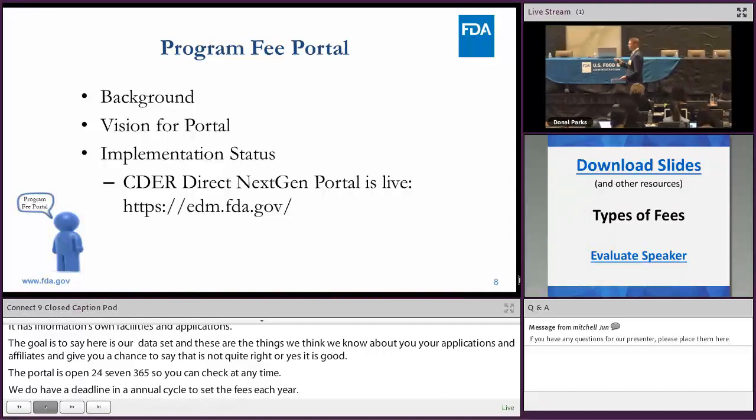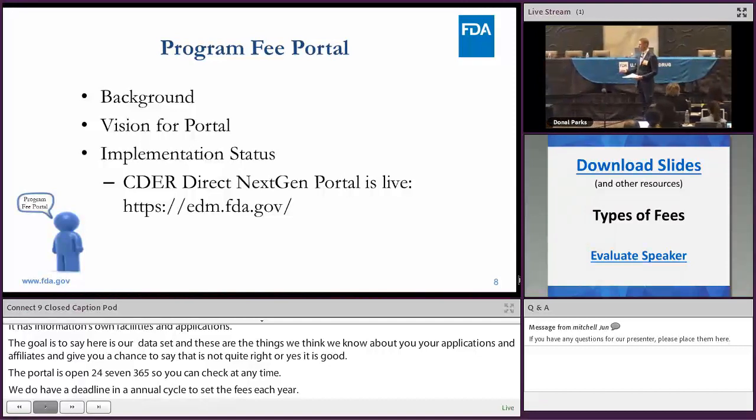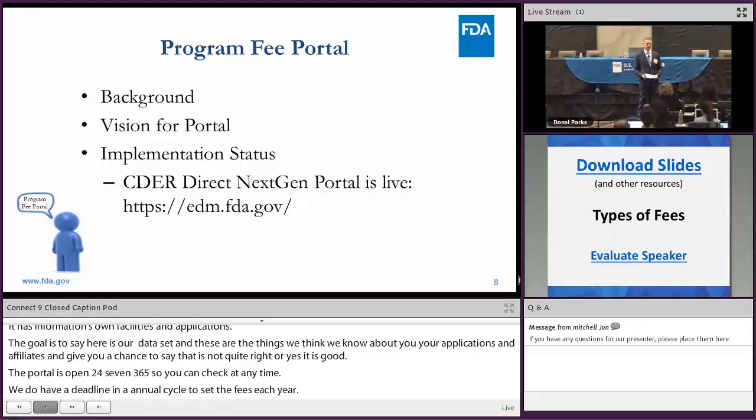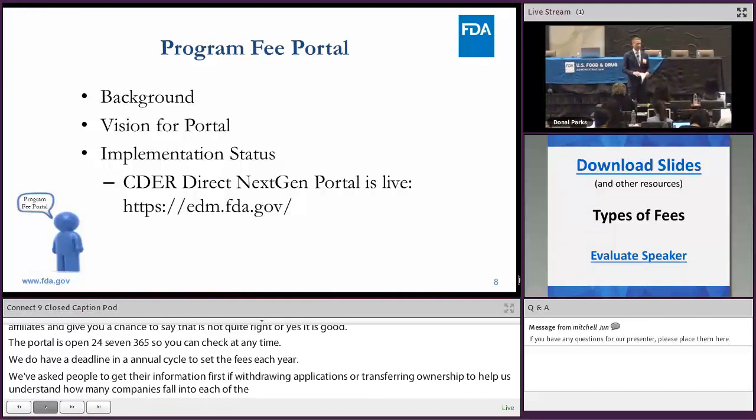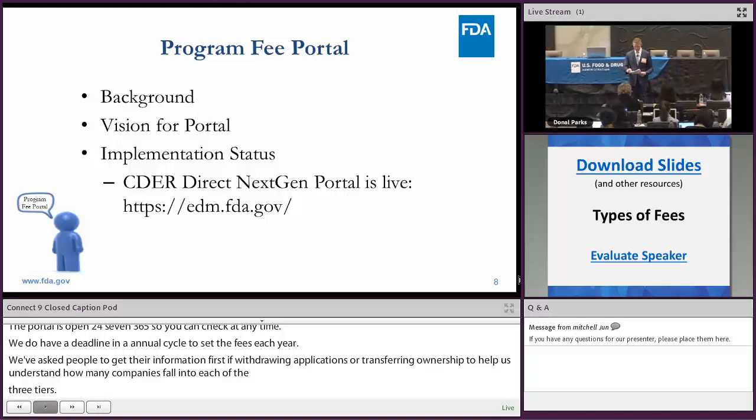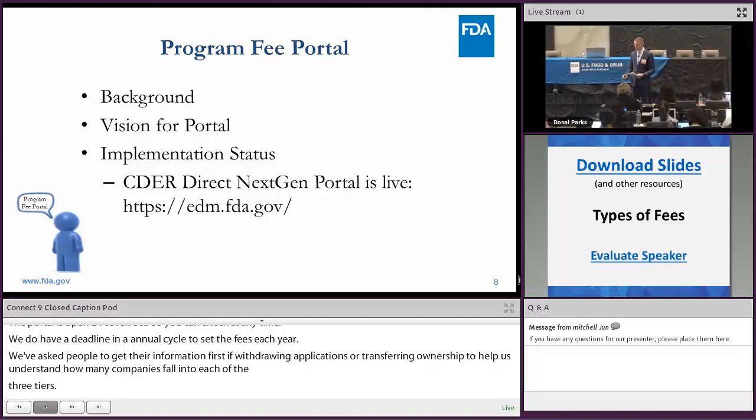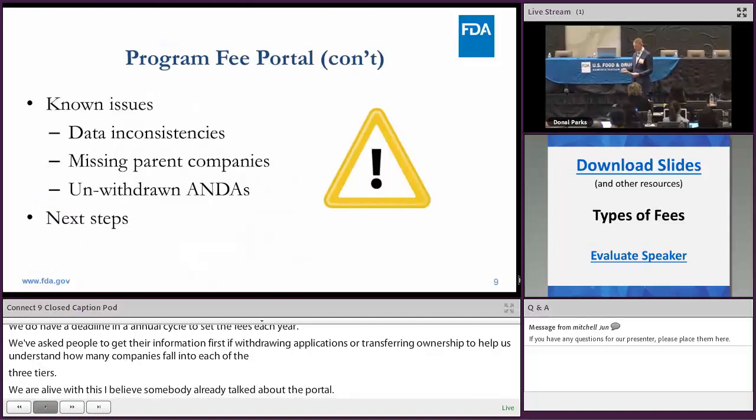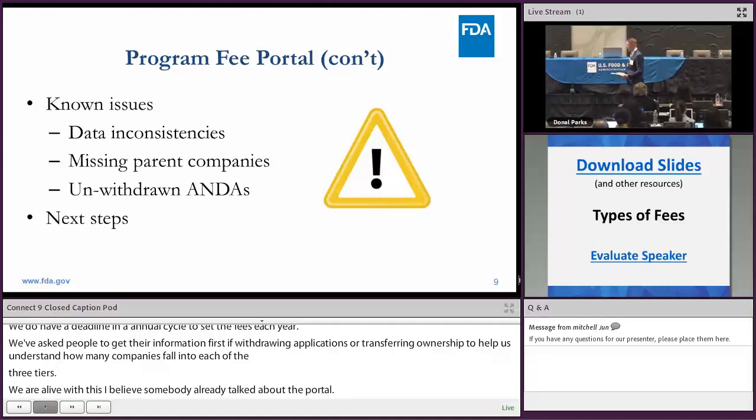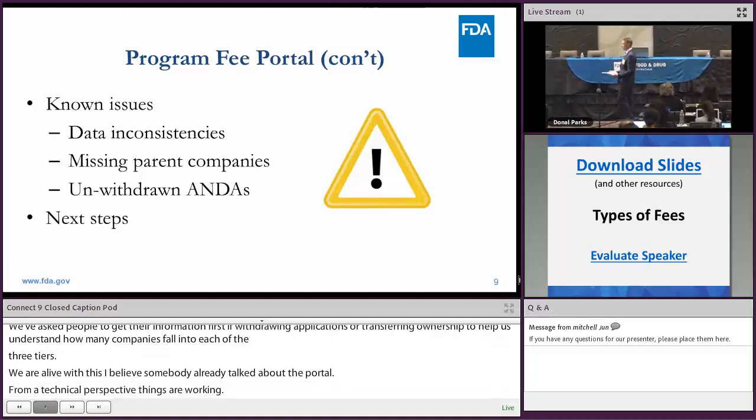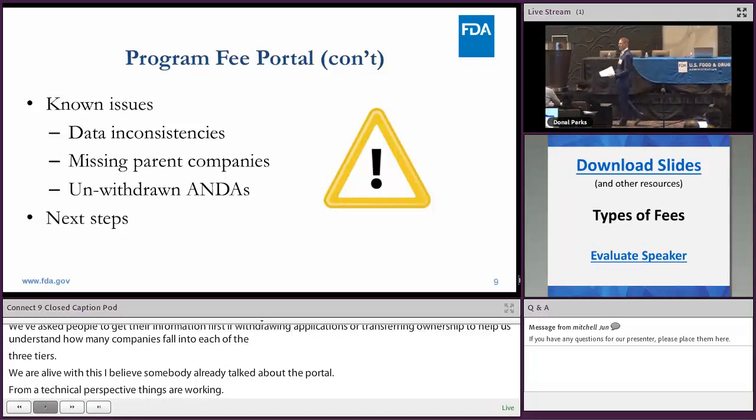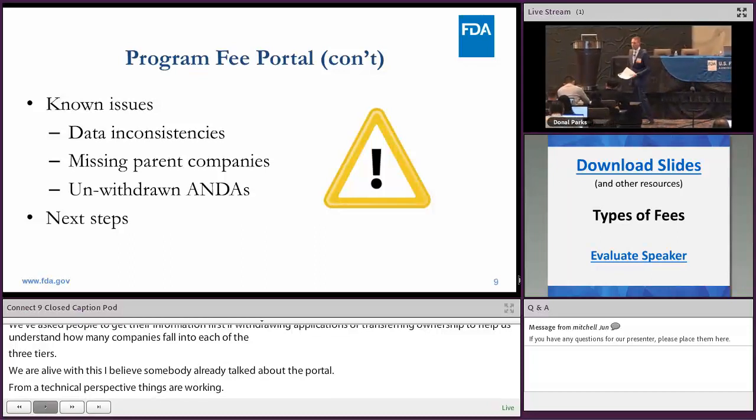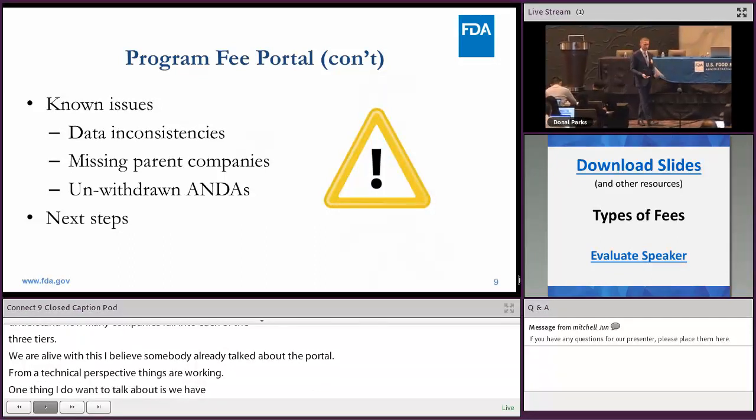And so we are live with this. This is the address. I believe somebody earlier talked about the portal yesterday afternoon. And so things are, from a technical perspective, working. But one thing that I do want to talk about is we have come across issues. We had opened this up hoping that we could confirm that things were right, or if they weren't, to identify those areas where we needed to do some work on our end. And boy, did that work.